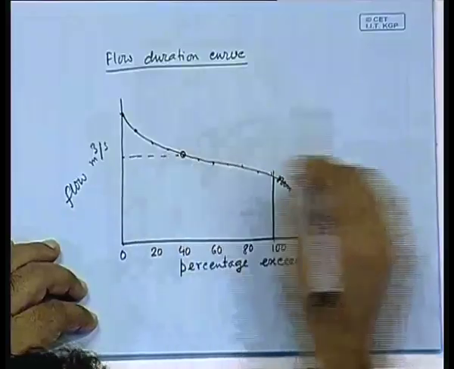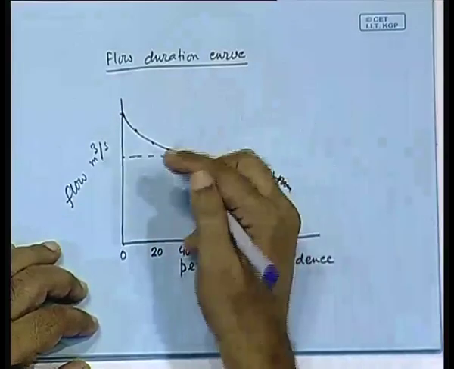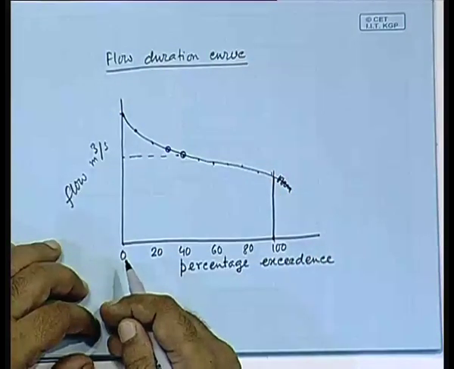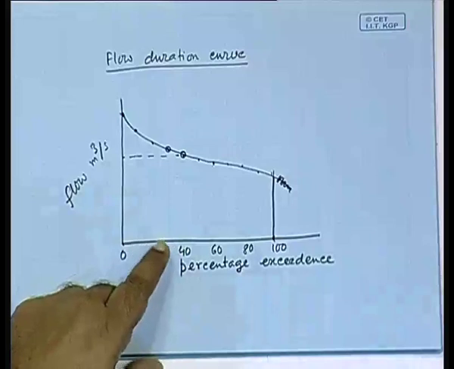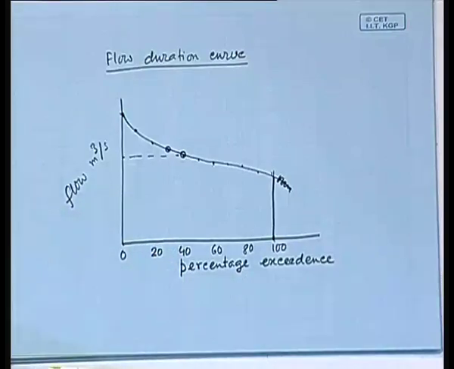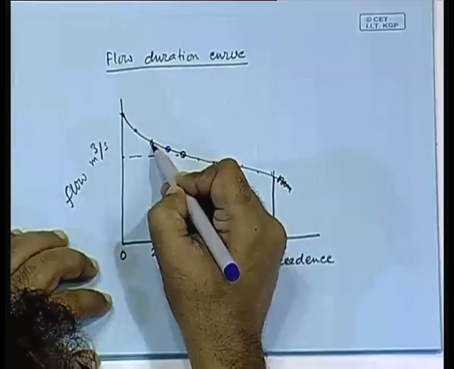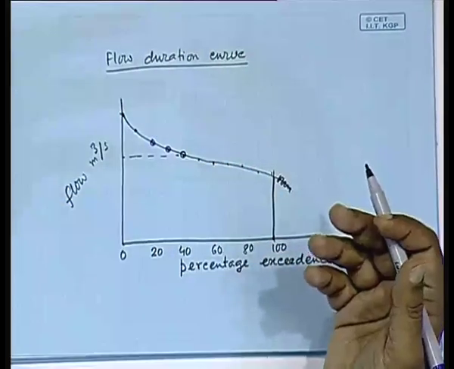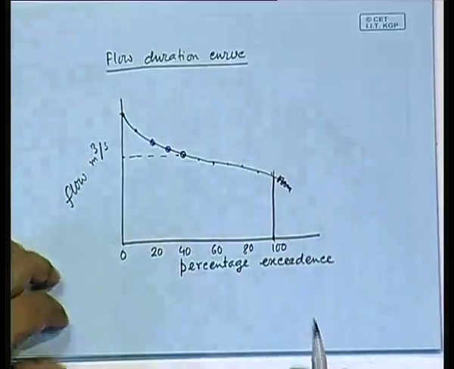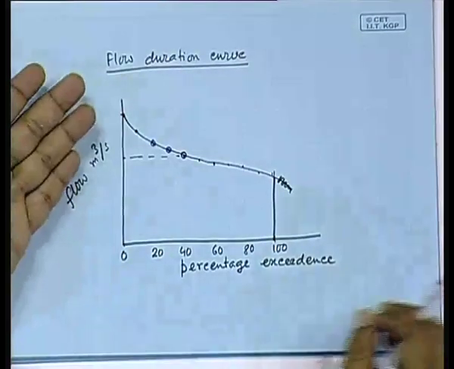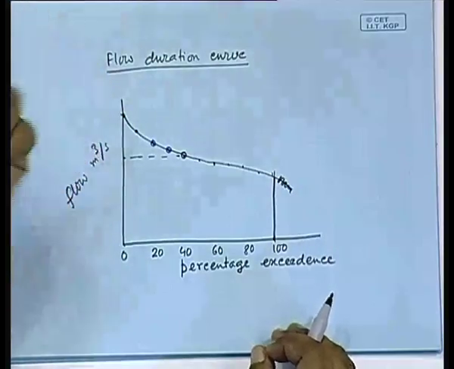Then, instead, if you had placed it here, you will get another point in the power curve. If you place it here, you will get another point, and so on and so forth, which will allow you to translate this from a flow duration curve to a power duration curve.